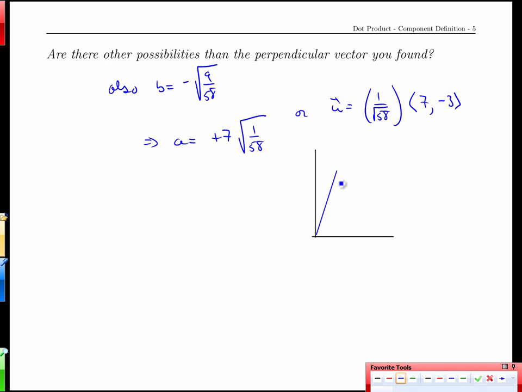And that would have looked like, here's our 3, 7 again. This would have been mostly to the right and then a little bit down, like so. And that would have been the alternative possibility. And we notice that those are two options for u, and they're just pointing in the opposite direction of one another. They're both length 1, but we can choose either one of them, and they'll still be perpendicular to the original vector we were given, 3, 7.